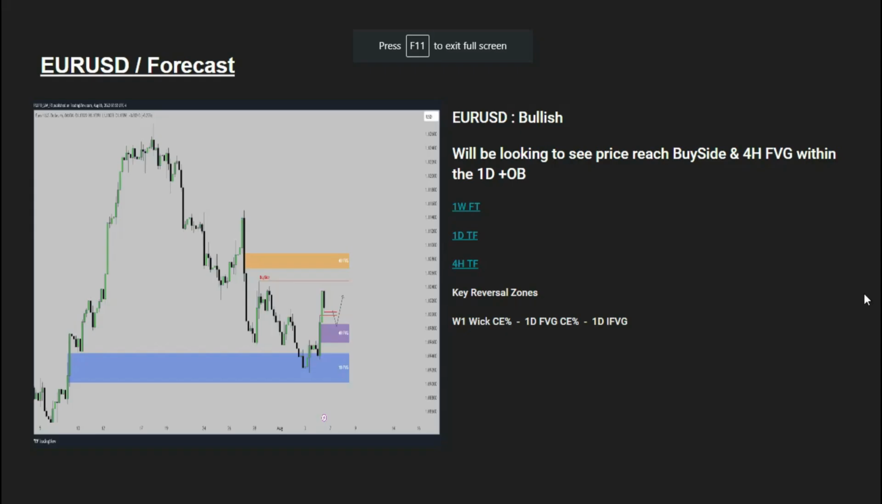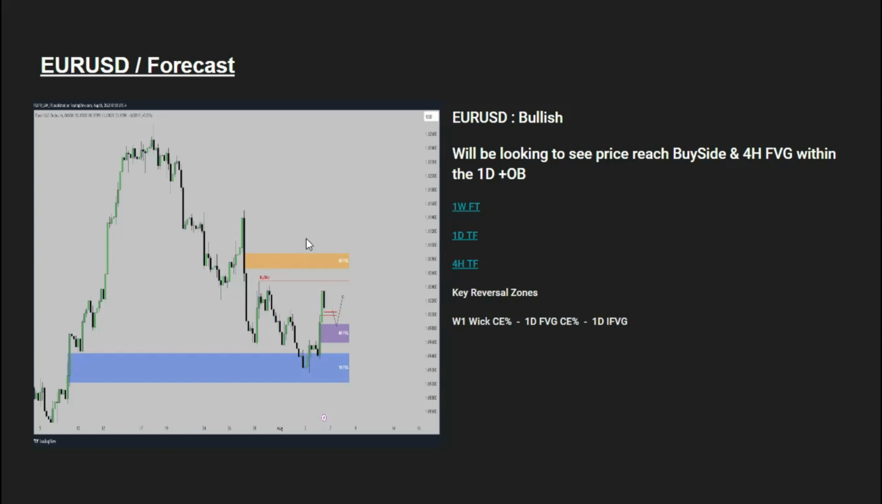So now we are on Euro USD, right? Our bias is bullish, pretty much the same as the other symbols, and bearish on dollar index. So anything that's correlated with the USD index, we'll be looking to take trades going the opposite direction. So on Euro USD, bias is bullish. We'll be looking to see price reach buy side, which is here, and the 4-hour fair value gap within the 1-day order block. So we have this 4-hour fair value gap, and within it on the high time frame is an order block, if that makes any sense.